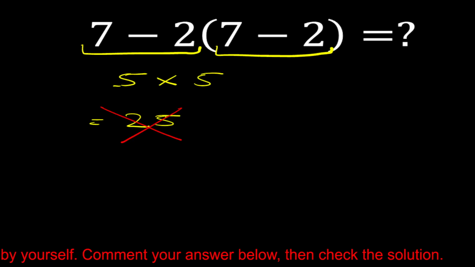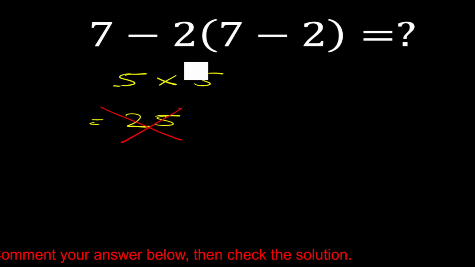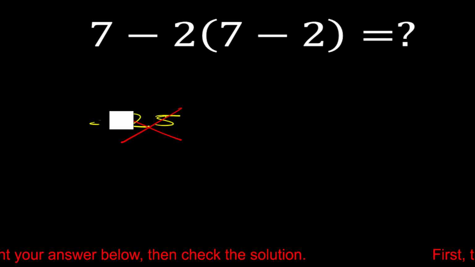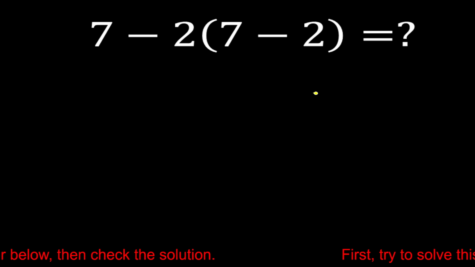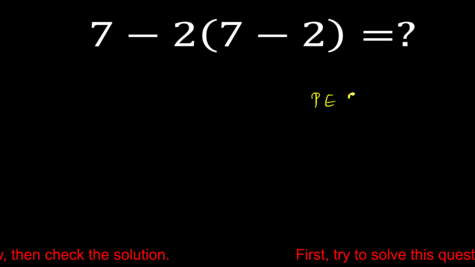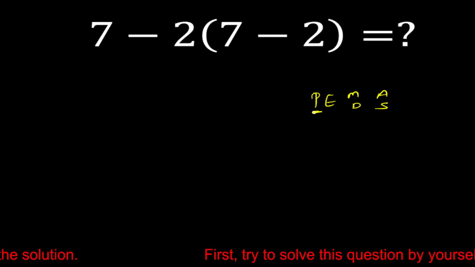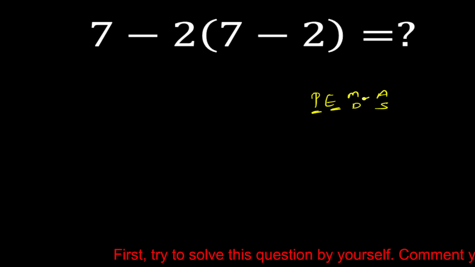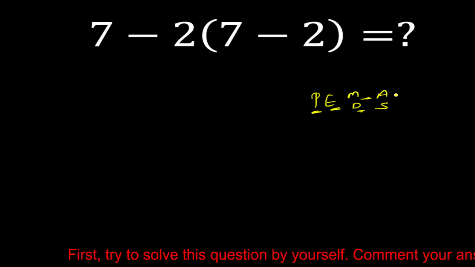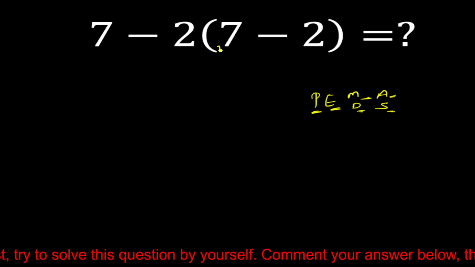Okay, now let's solve this problem correctly by using the PEMDAS rule. PEMDAS. So according to the PEMDAS rule, first priority is parenthesis, second priority is exponent, third priority is multiplication and division, and last priority is addition and subtraction. Okay. So first we have to solve this parenthesis.